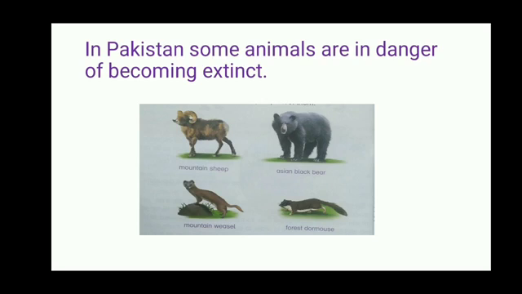So class, in this part we have discussed the habitats of different animals and plants. We have discussed the ecosystem and how human activities are affecting these animals and the ecosystem.